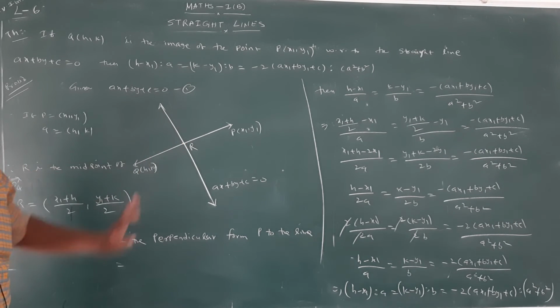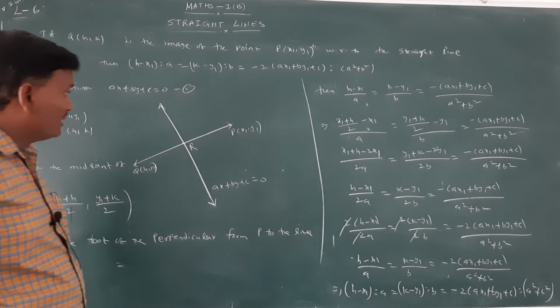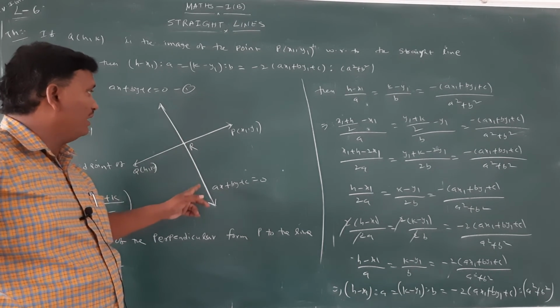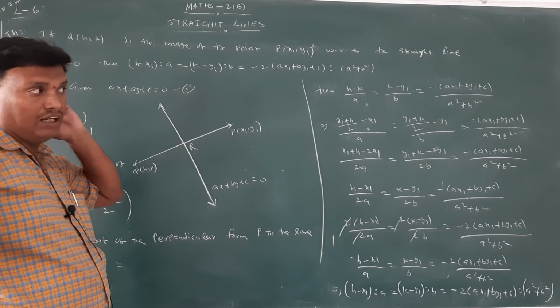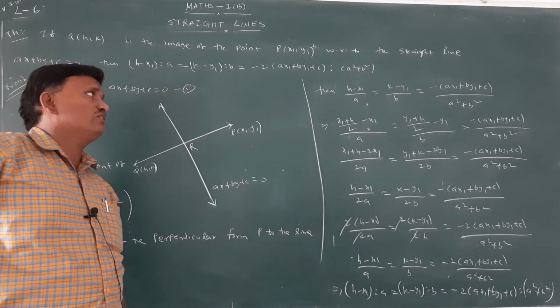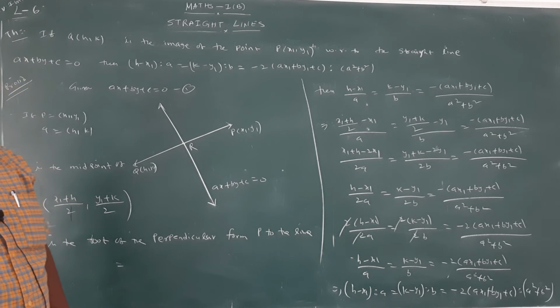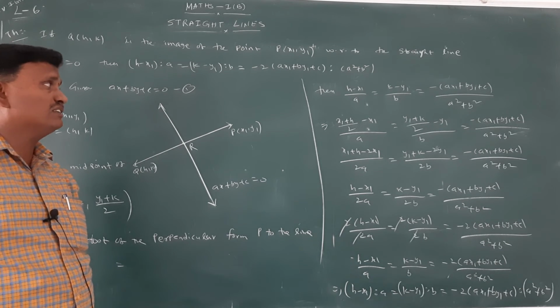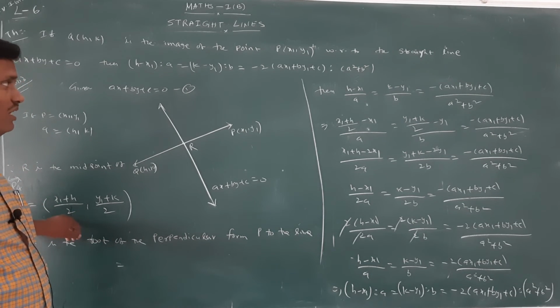What will R be? It will definitely be the midpoint. So using the midpoint formula, R is ((x1 + h)/2, (y1 + k)/2). Since R is the foot of the perpendicular from P to the line, what is the foot of the perpendicular formula? (h - x1)/a = (k - y1)/b = -(ax1 + by1 + c)/(a² + b²). What is h, k equal to? This is the h, k.